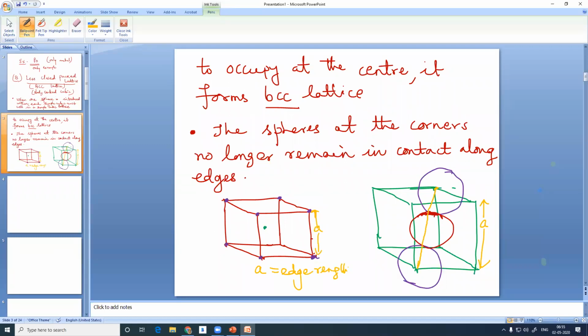And if R is the radius of one sphere, then how is the edge length related to the radius? What is the geometry? Now Swam is raising his hand.